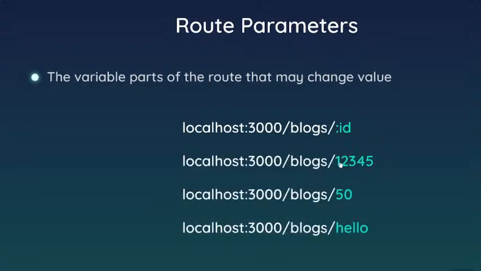So for example, we could go to /blogs/12345, and this right here would be the route parameter, or /50, and this would be the route parameter. It could even be /hello, it doesn't have to be a number, we're not setting up rules. We're saying here that this part of the route is changeable, it's like a variable that a user types in, and we want to be able to extract this to see if it's an ID, and then we can query the database for the document with that ID and send it back to the user. So we need a way in Express to extract a route parameter from a URL so we can use it.